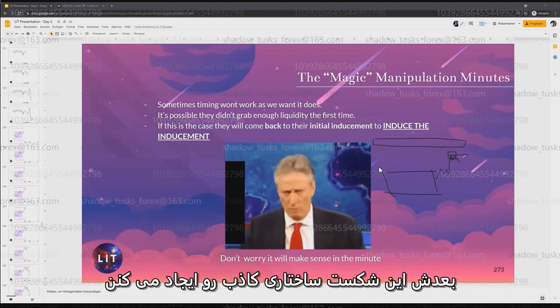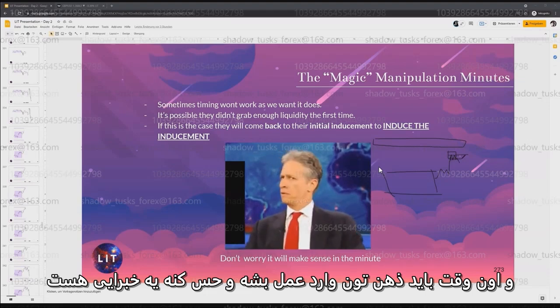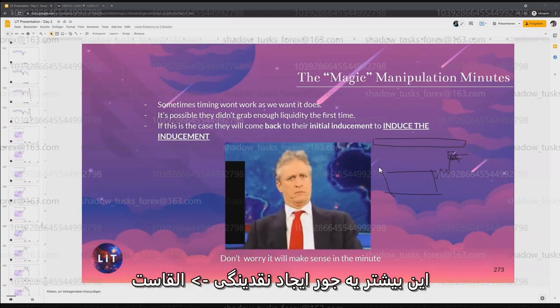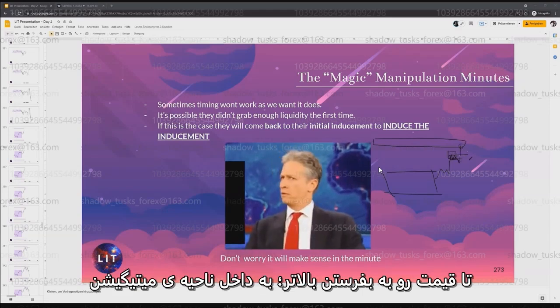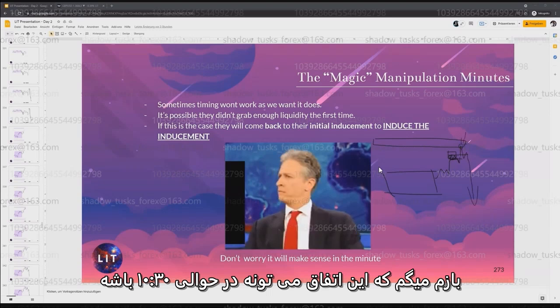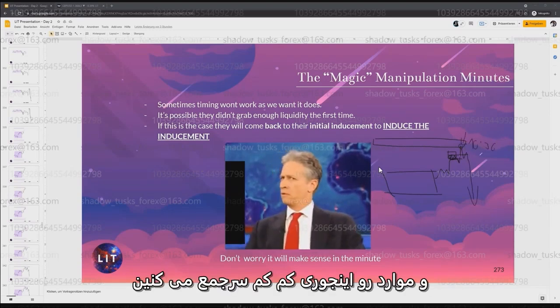Then they make the false break of structure, and then your brain should kick in and say, oh, wait a second. That's more like a build-up inducement to push price higher into the mitigation area. And then again, this might be, of course, whatever, 10:30 or something like that. And that's how you're starting to put everything together.